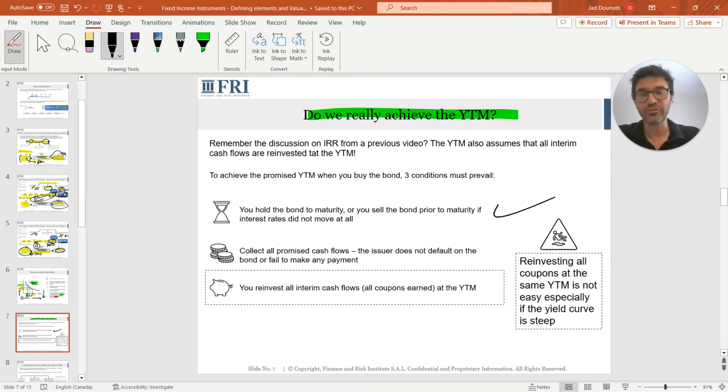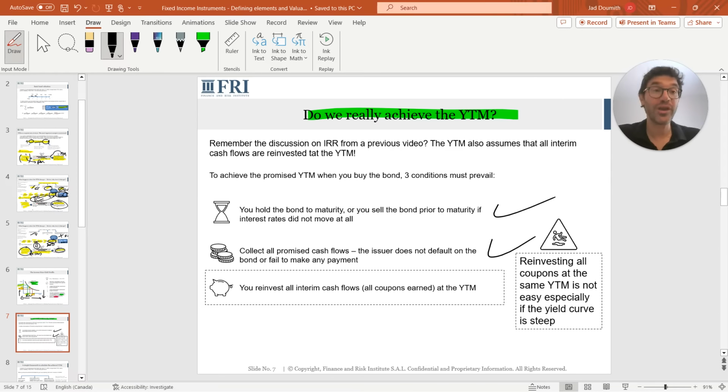The second condition is you must actually collect all the promised cash flows. If the issuer ends up defaulting and you're not even paid your coupons, of course, it goes without saying that not only you will not achieve the yield to maturity, you will suffer a huge loss. When governments default, some bonds will trade at 15% of their par value post-default. So if you owned that bond, you actually lost 85% of your money. That's not only a yield that is lower than 5%, that's a much negative yield. That's a deeply negative yield.